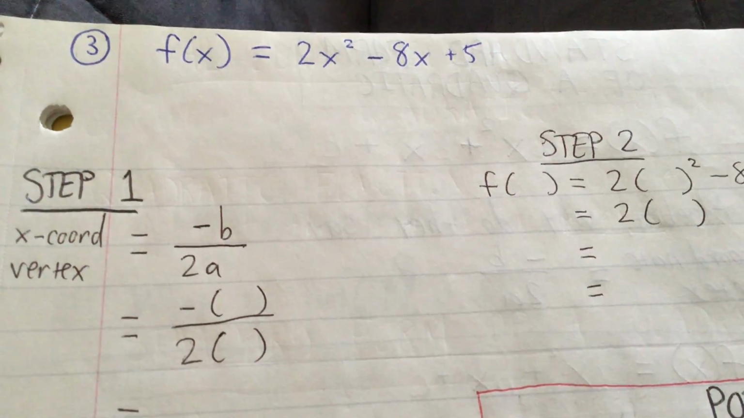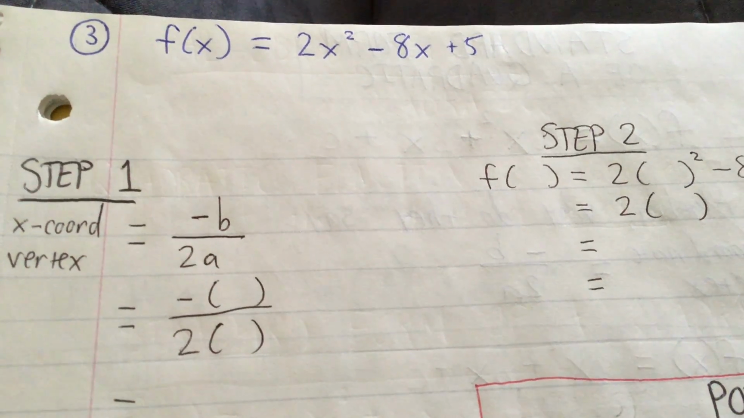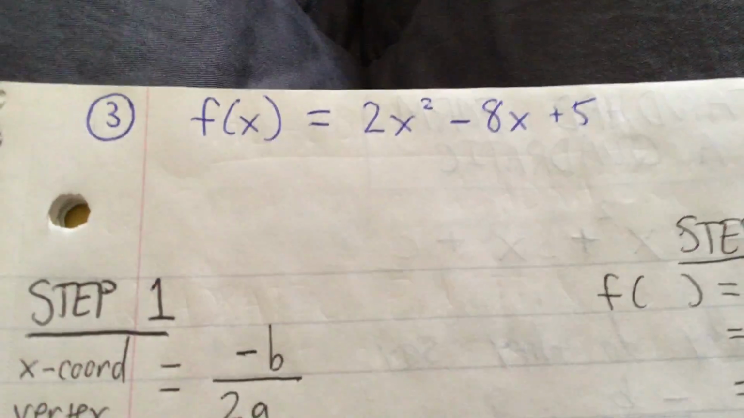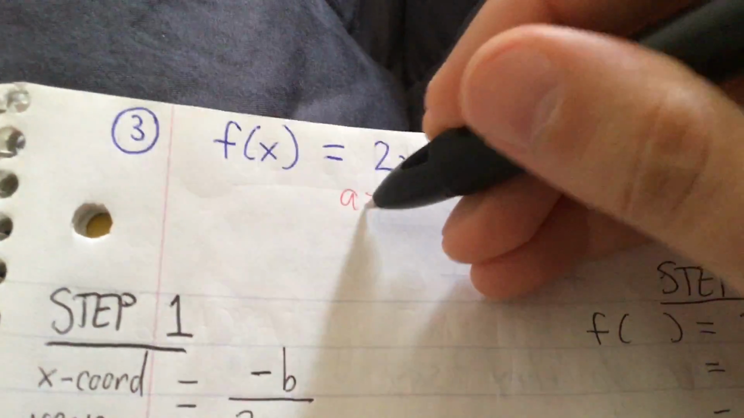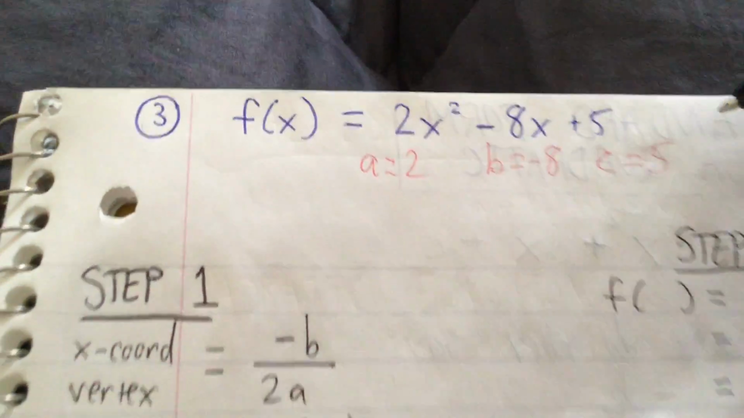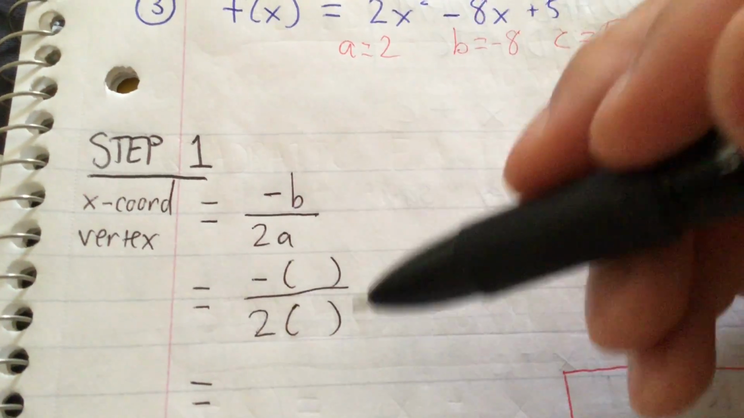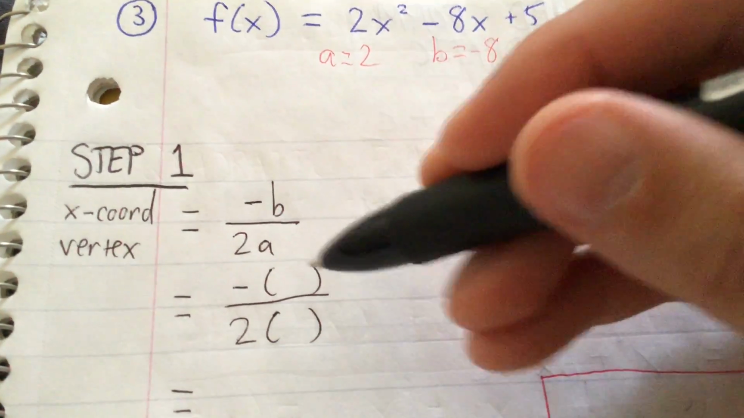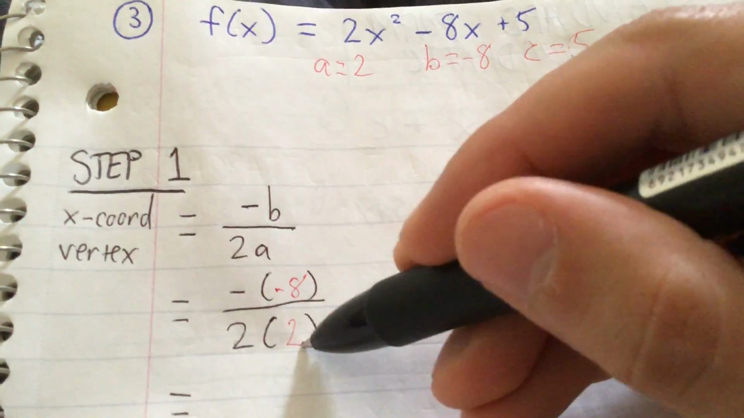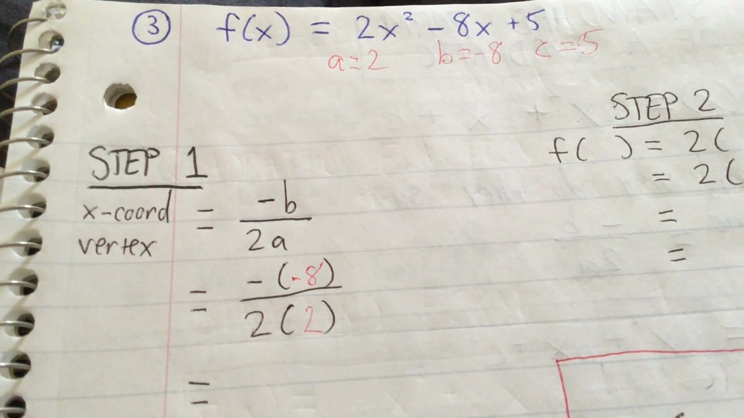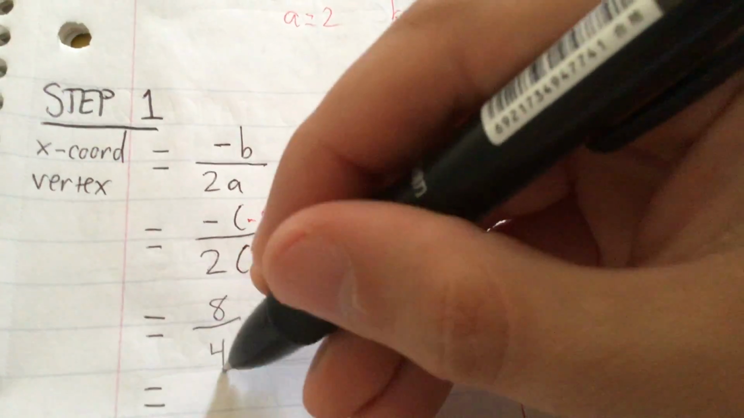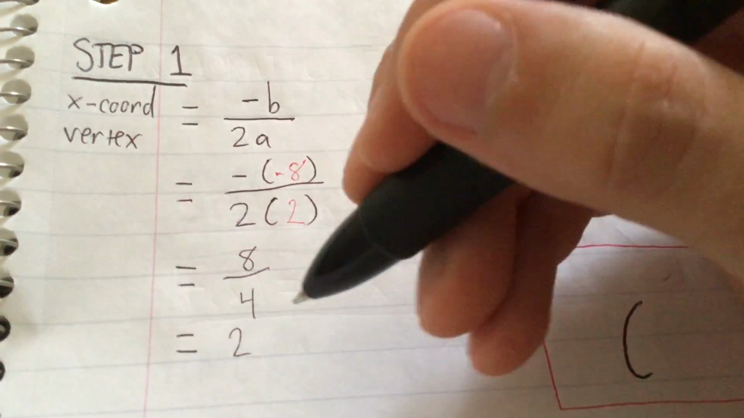Sorry about that. F of x is equal to 2x squared minus 8x plus 5. Do as I say. Just obey authority. A is 2. B is negative 8. And C is 5. So what you want to do is say negative B, which is negative 8, over 2 times A, which is 2. So then I get negative 8, which is positive 8, over 2 times 2, which is 4. 8 over 4 is positive 2.